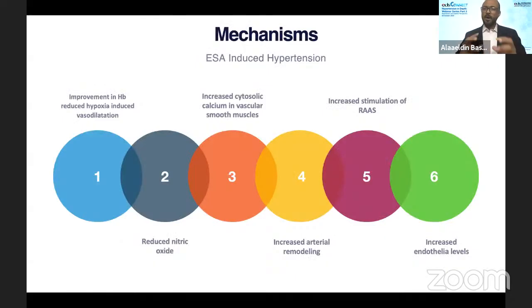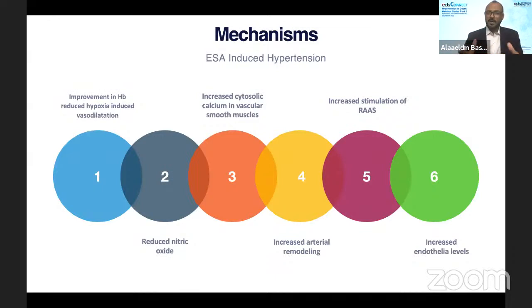So why do patients on erythropoietin stimulating agents develop hypertension? There are many factors, and I will just go quickly over this. There are more than 8 or 9 factors. One of them is that when you give erythropoietin stimulating agents, the hemoglobin will improve, and that will reduce the hypoxia-stimulated vasodilatation, because when there is hypoxia, there is vasodilatation. When you correct the hemoglobin, the hypoxia drops, then the vasodilatation will disappear, and the blood pressure will increase.